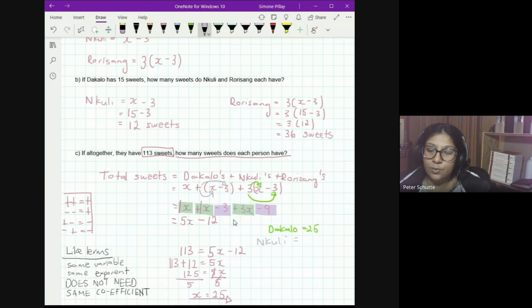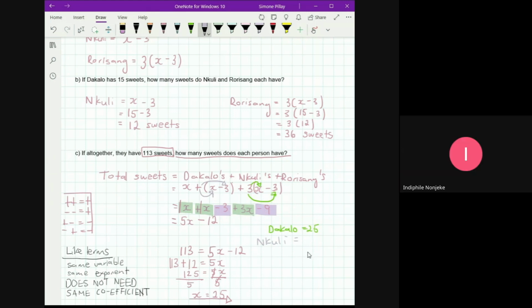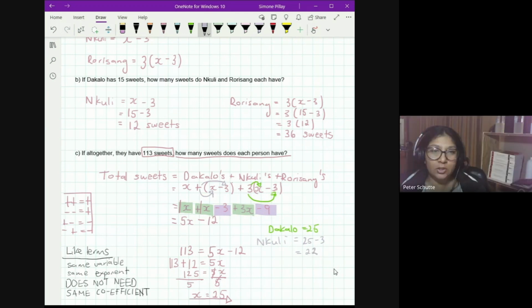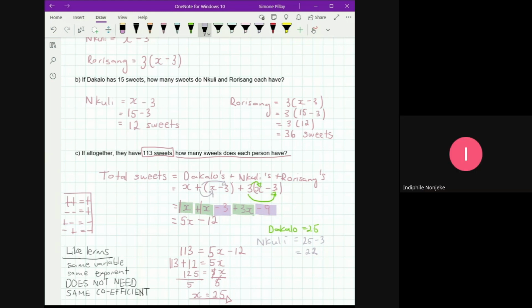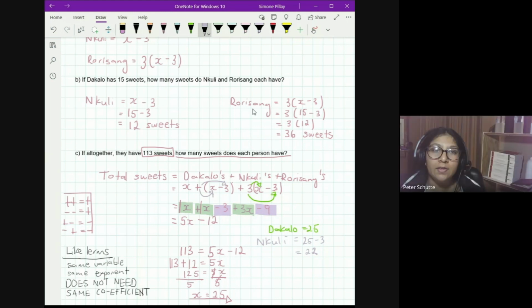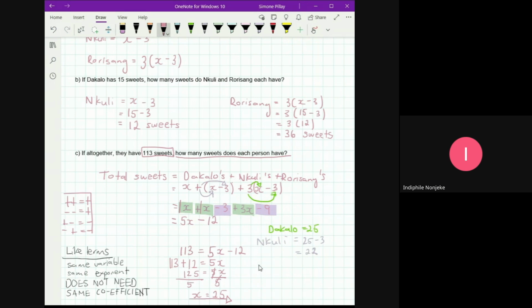Ma'am, didn't they say 20? She has 3 less than the color, which is going to be 22? 23? 22. Remember, 25 minus 3, we're going to get 22. Yes, ma'am. And then for Rorisang, it said we have 3 times.